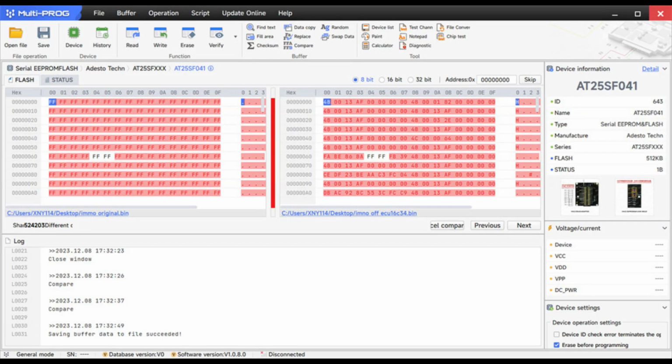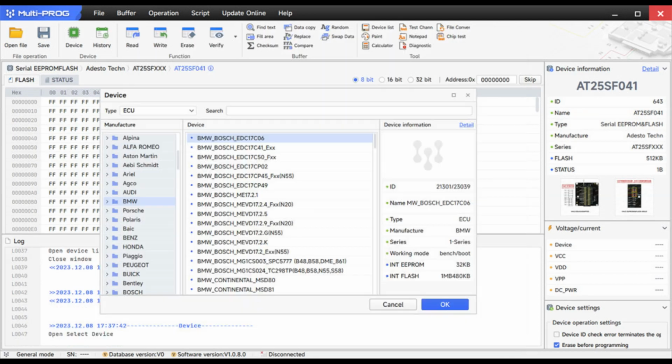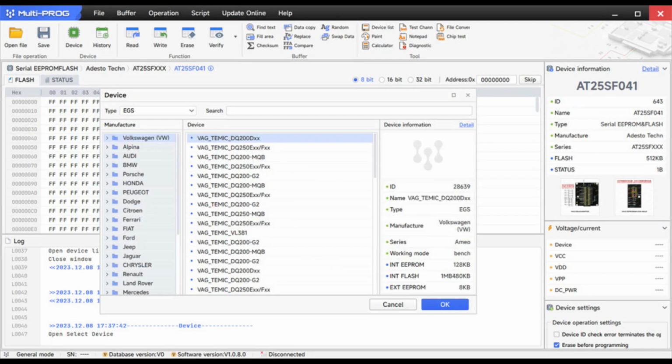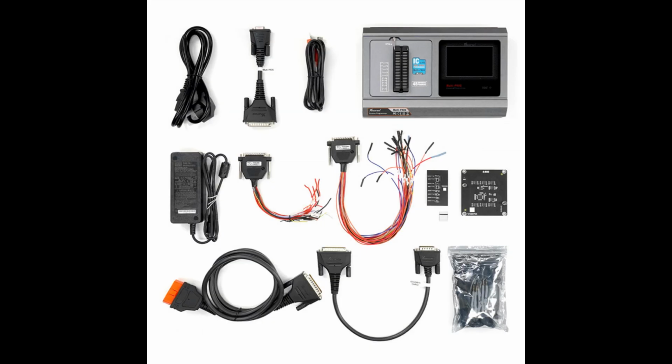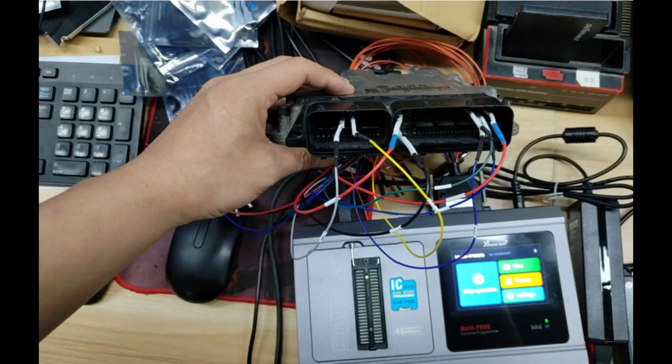Xhorse Multi-Prog represents the pinnacle of automotive programming, succeeding the VVDI Prog while introducing new features that expand its capabilities. These include reading, writing, and cloning ECU/gearbox TCU, performing vehicle engine data calculation and processing, MEDC-17, EDC-17, checksum correction, and data comparison, among others. It stands as a potent pro-level ECU programmer with support for flexible extension via third-party plugins.